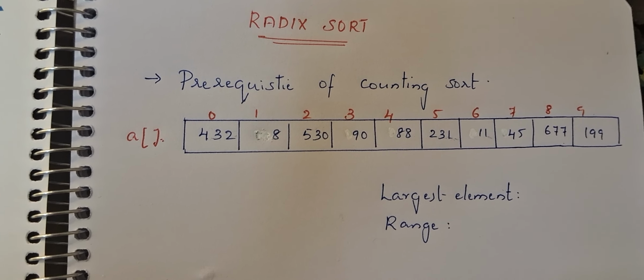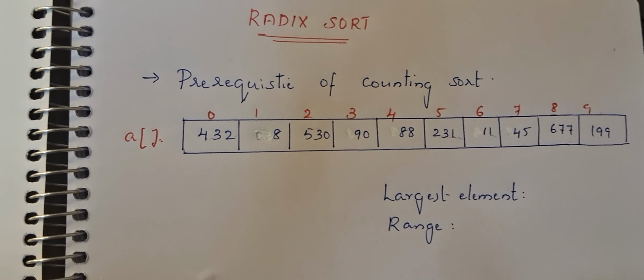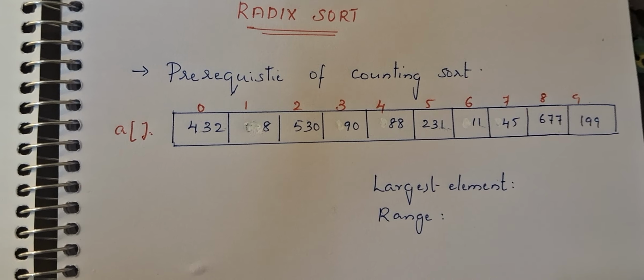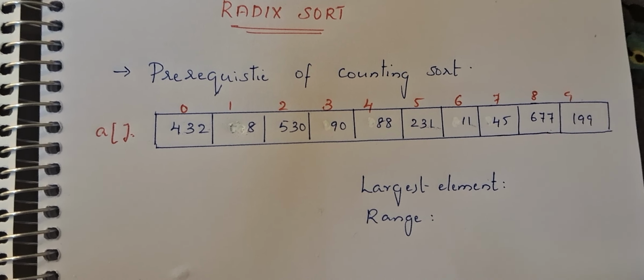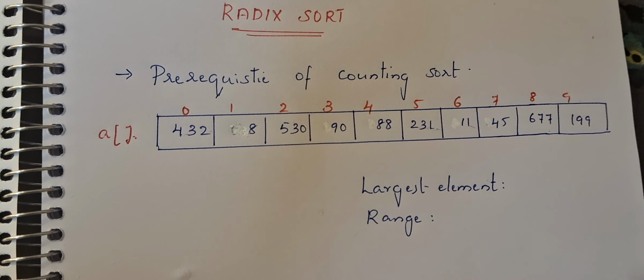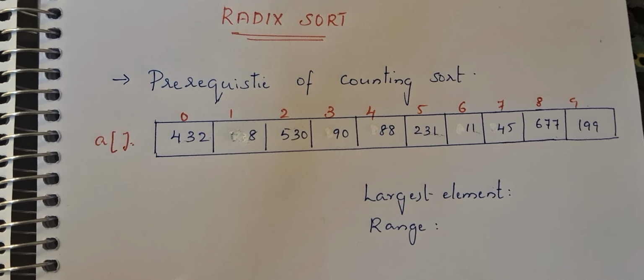So the next type of sorting is Radix sorting. This is the prerequisite of counting sort. If you know counting sort, then only you can understand Radix sort. If you are not able to understand counting sort, first study counting sort, then try to study Radix sort.